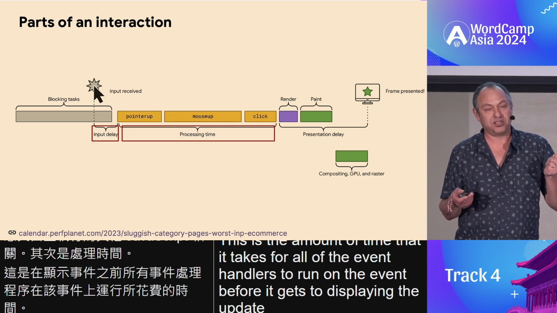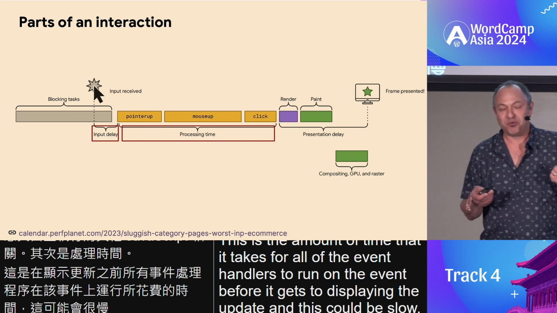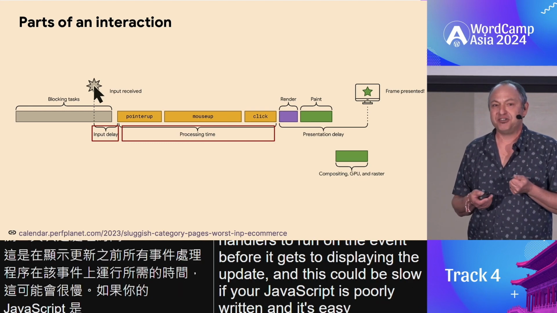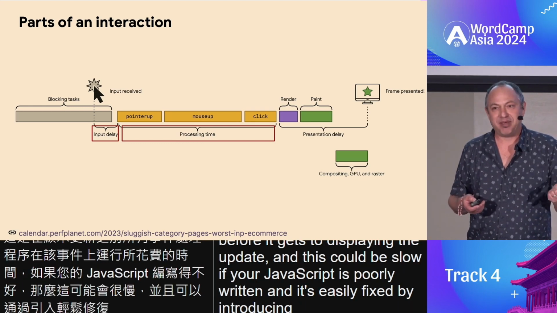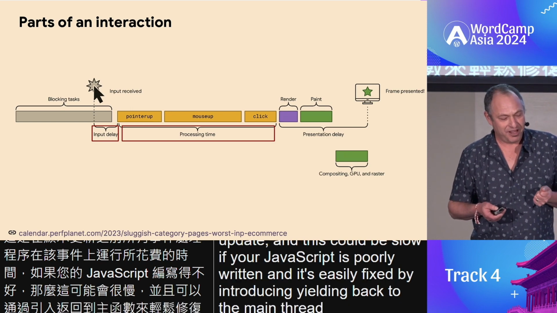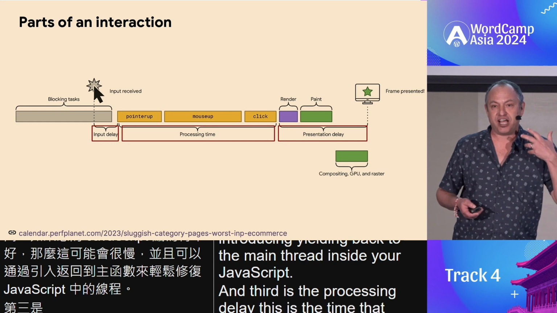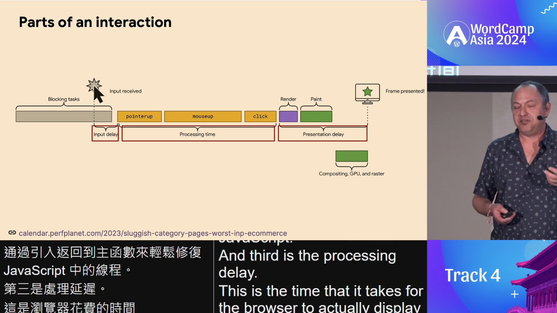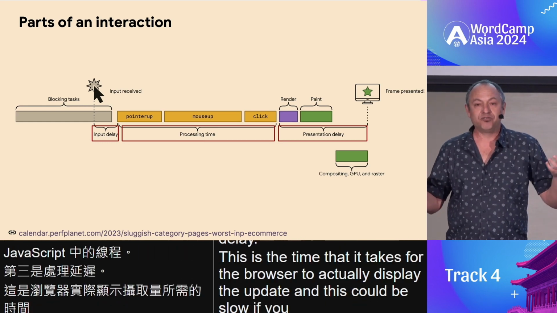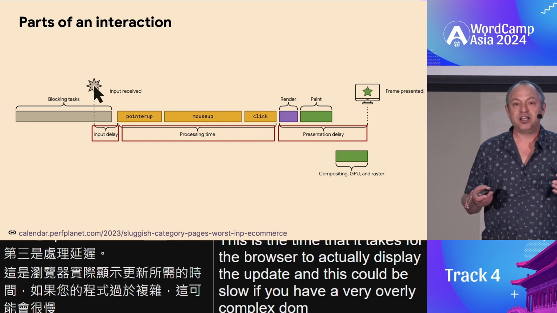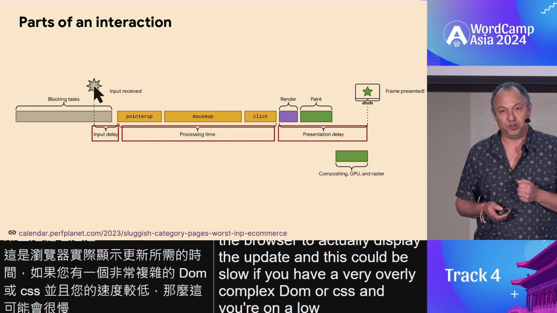And this could be slow if your JavaScript is poorly written, and it's easily fixed by introducing yielding back to the main thread inside your JavaScript. And third is the processing delay. This is the time that it takes for the browser to actually display the update. And this could be slow if you have a very overly complex DOM or CSS, and you're on a low-powered device, for example.